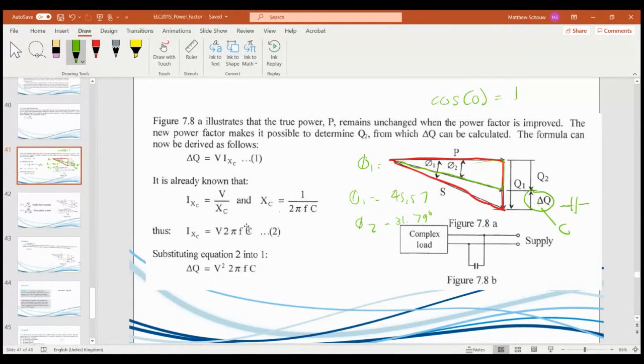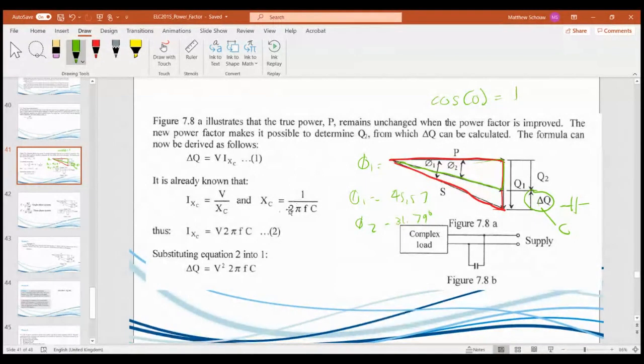So basically how they get that formula here, they show you that they take the changing Q, which will be now the amount of reactive power required, times V times I_XC. That makes sense, right? Cool. It's VAR or whatever. And then they say we know that I_XC is voltage divided by your reactance. Obviously, we've seen this before.